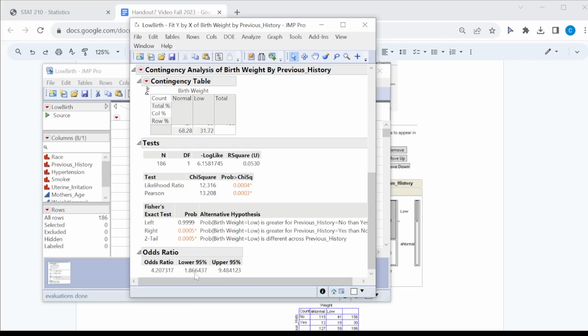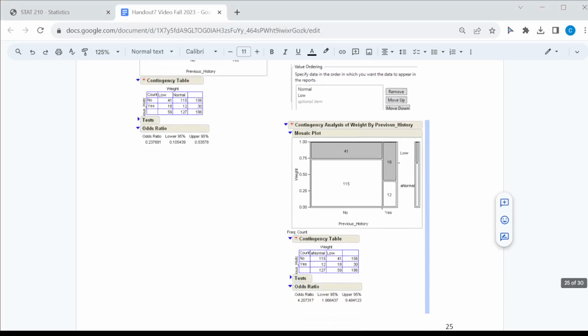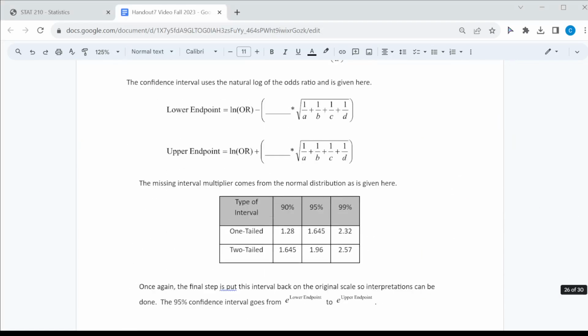My lower and upper endpoints are about 1.9 and 9.5 here. Again, that negative margin of error and positive margin of error are slightly different because of how that confidence interval is computed. But again, these are for odds. So when you're talking about this confidence interval, you have to be talking about the odds of low birth weight. And we put what group in the numerator? I think we put those with previous history in the numerator. So you want to talk about those first in those discussions.